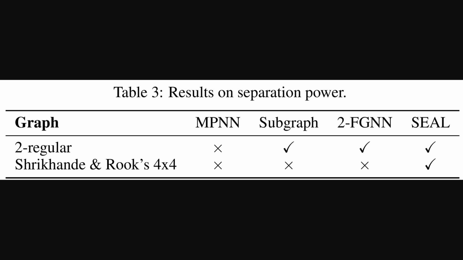Then, for the even more complex Shrikhande and Rook's 4x4 graphs, only SEAL manages to tell them apart. This really highlights the different levels of expressive power predicted by the logical framework.